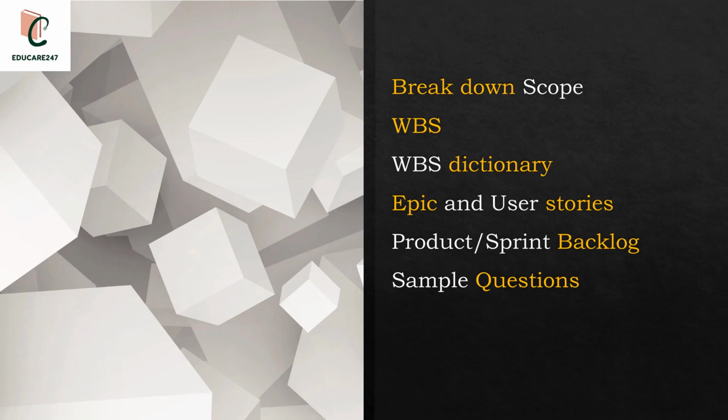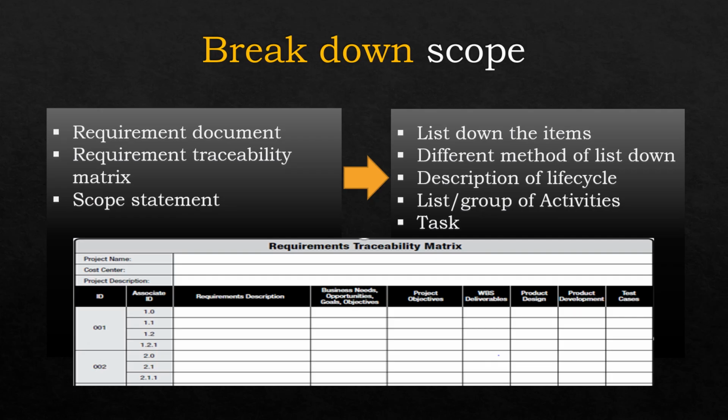We'll start with how we can break down the scope. Then we will discuss the work breakdown structure and WBS dictionary. Then we will move to the topic epic and user stories and how it is related with WBS and WBS dictionary. We'll also talk about the product and sprint backlog, and at the last we will see some sample questions. Let's get started with the scope breakdown.